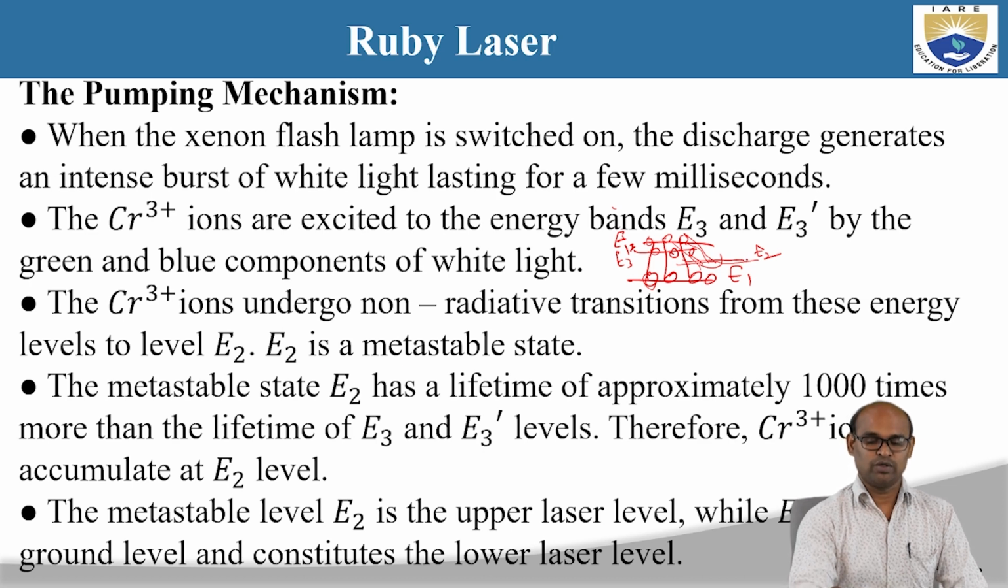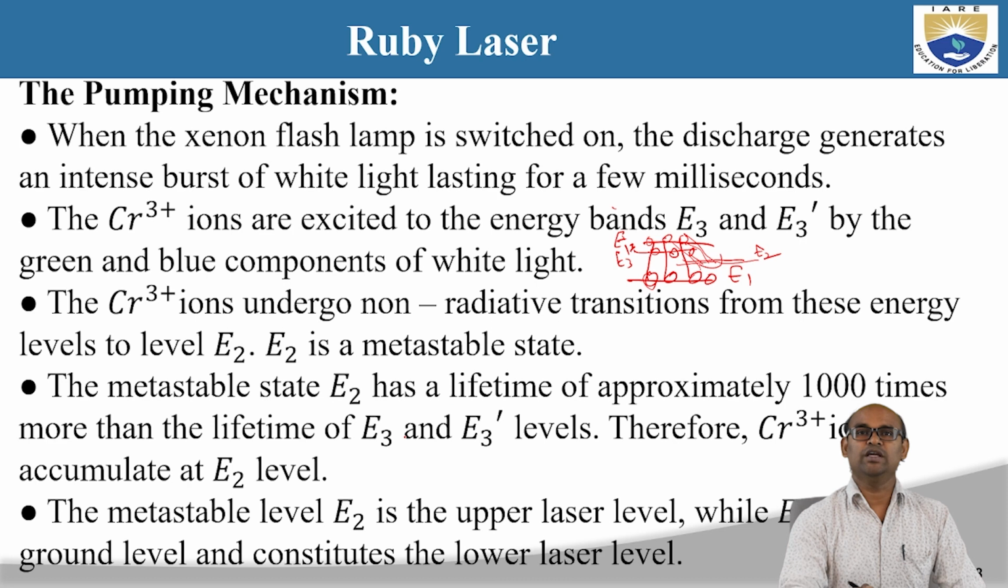E2 is a metastable state, we know. The lifetime is more in a metastable state. So the metastable state E2 has a lifetime approximately 1000 times more than the lifetime of the E3 and E3 prime levels, because E3 and E3 prime are normal excited states, and hence the lifetime is more in E2, which is a metastable state. Therefore, chromium ions are going to accumulate at the E2 level. As E3 and E3 prime are normal excited states, the atoms decay to the metastable state, and the lifetime is more there, so the chromium atoms accumulate in metastable state E2.